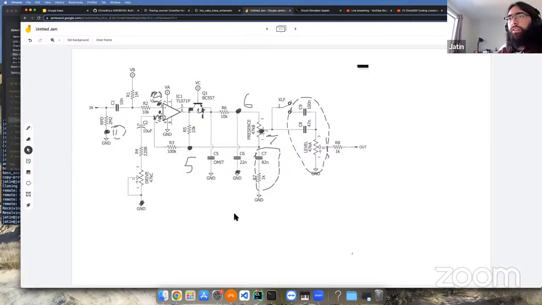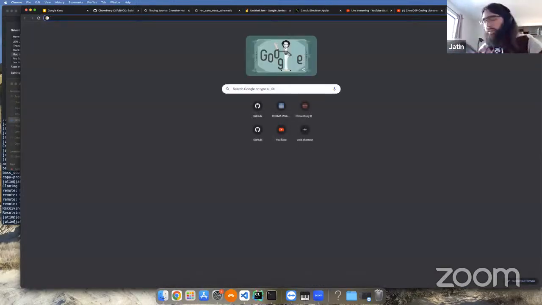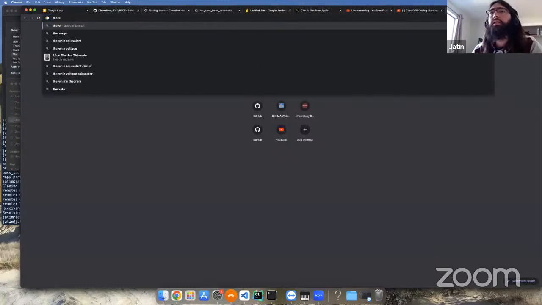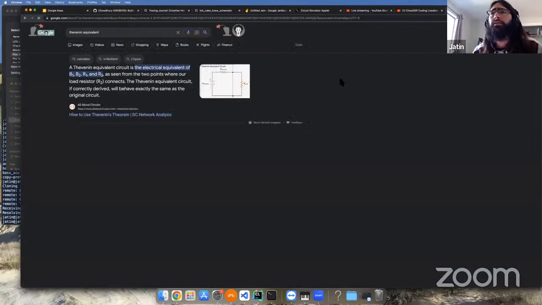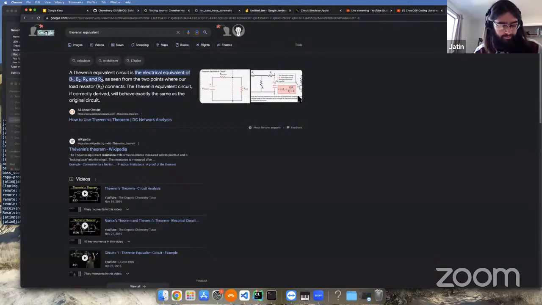And this will be done using what they call Thevenin equivalent circuits. Some of you may have seen these before, but in case you haven't, Thevenin equivalent.